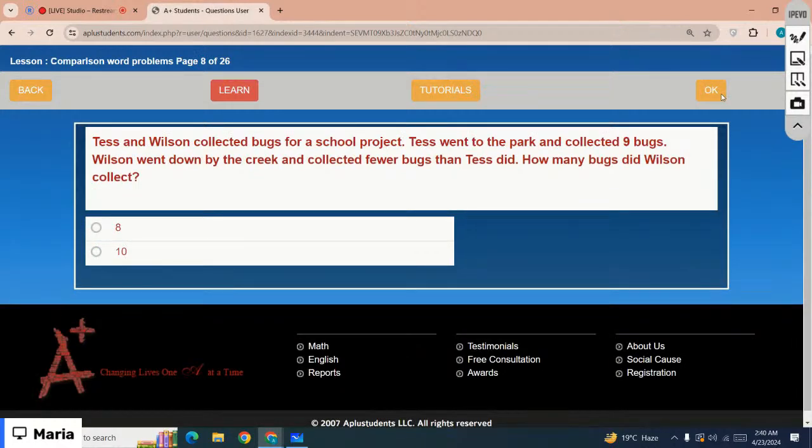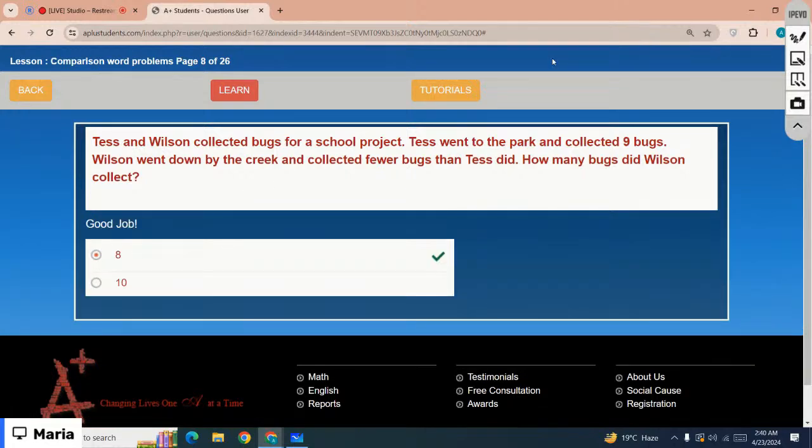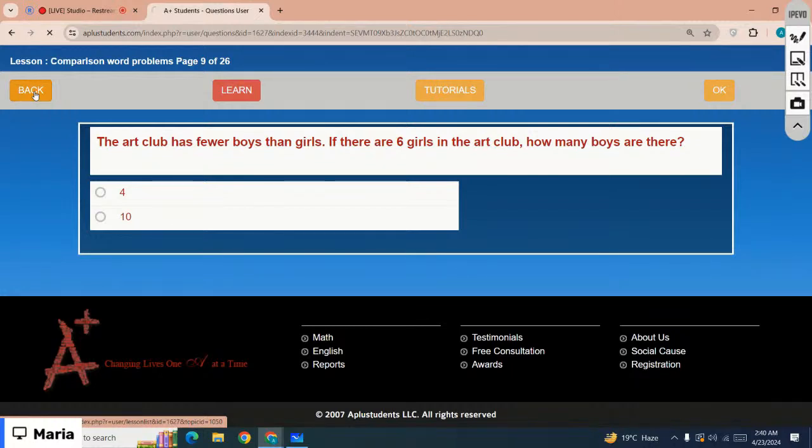Tess and Wilson collected bugs for a school project. Tess went to the park and collected nine bugs. Wilson went down by the creek and collected fewer bugs than Tess did. How many bugs did Wilson collect? He collected fewer than Tess, right? So Tess has 9. So the number that is fewer than 9 is 8. The correct option is 8. Okay, you can complete the lesson by yourself later today.